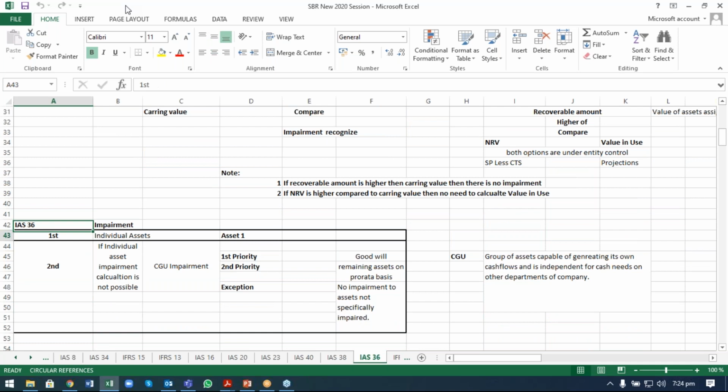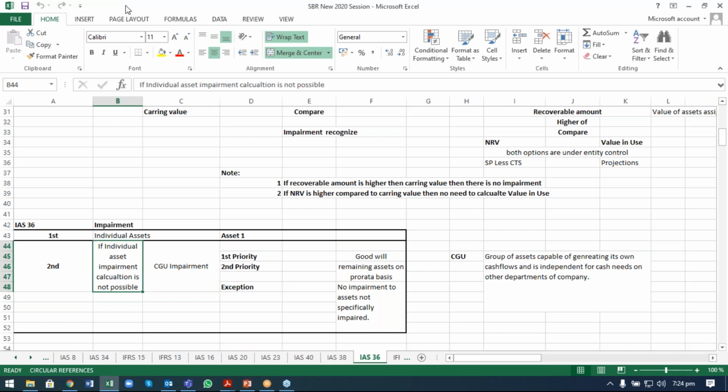IAS 36 always explains that you have to calculate the impairment on individual assets in priority. You have to calculate impairment of an individual asset first. But if you are not in a position to do so, which means this individual asset cannot be valued, you cannot assign any cash flows to it, or it is not capable of generating cash inflows, and it generates cash flows only in combination with other assets as a group, then you have to calculate impairment of a cash generating unit.